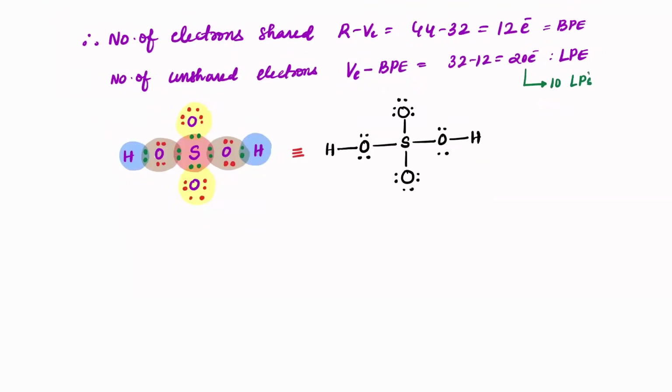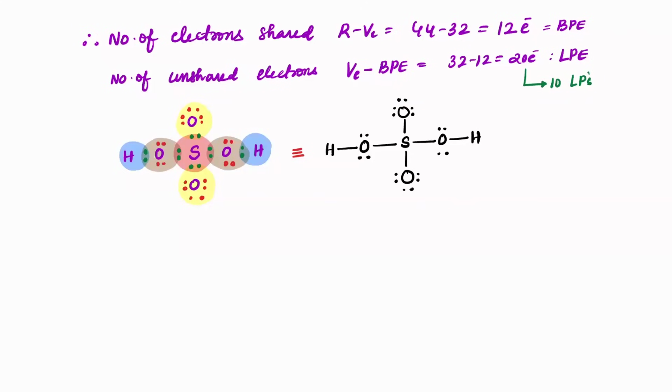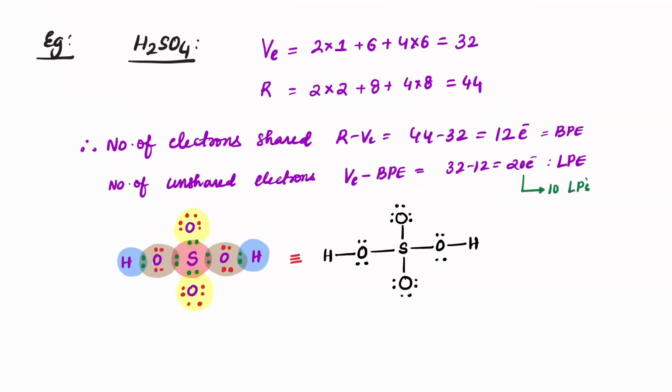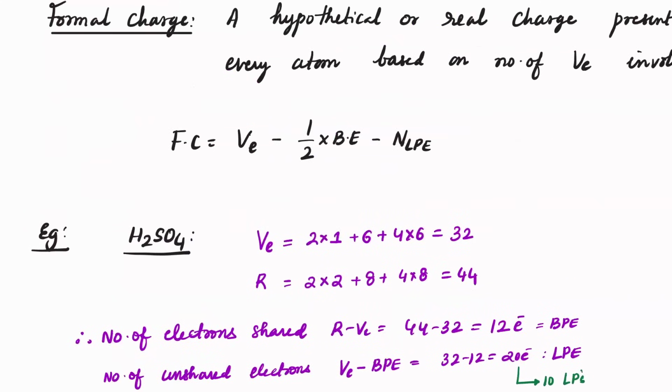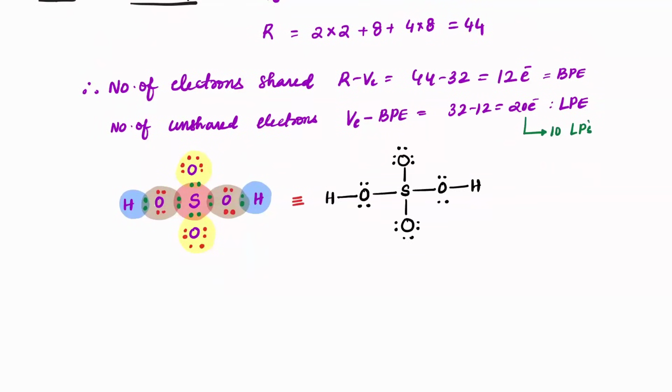Now, what is this one? We got the structure, but it looks a little different, in that sulfur originally had 6 electrons, correct? Because the valence electrons of sulfur is 6. But it appears to me that it is only sharing 4 electrons. Where did the other 2 electrons go? Now, this is where formal charges help us in solving this situation. Now, let's individually figure out the formal charge of every element.